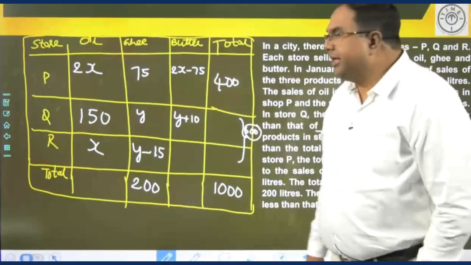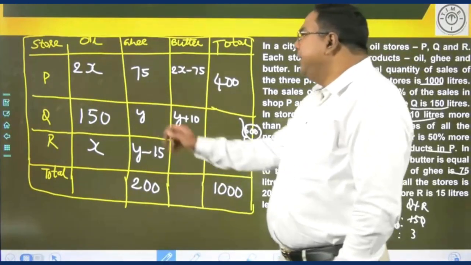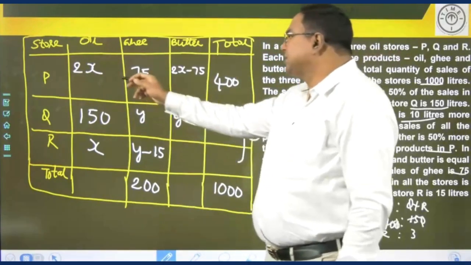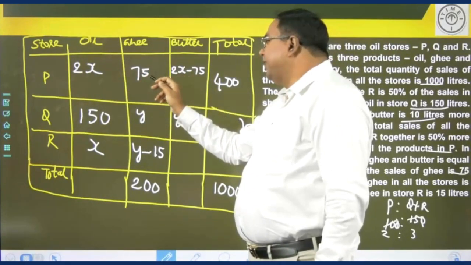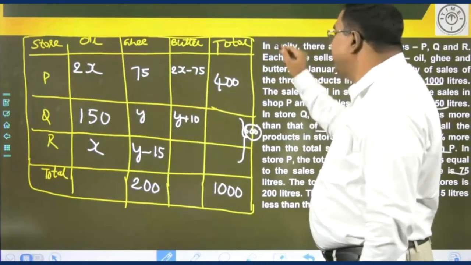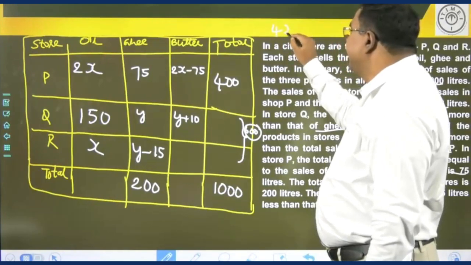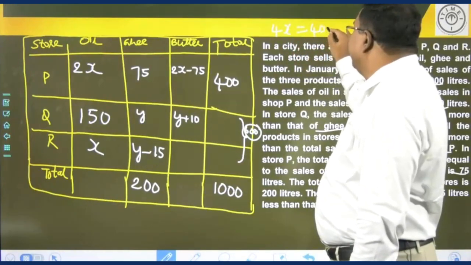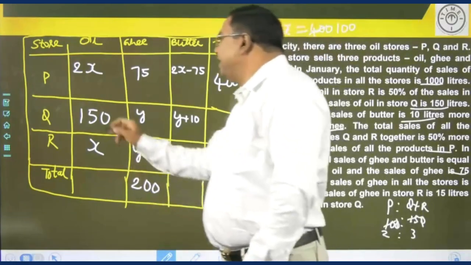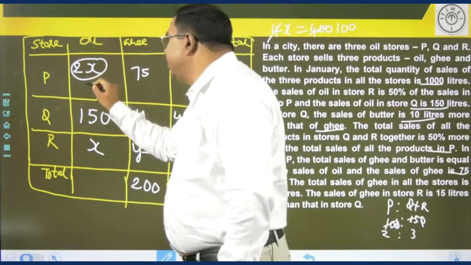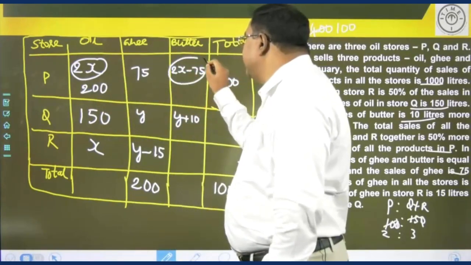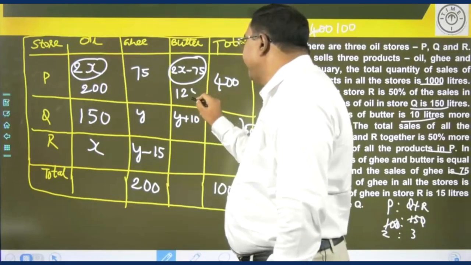Now, if you see here, look at row P. If we add these three, it must be equal to 400. 2x plus 75 plus 2x minus 75. 75 minus 75 cancel. 2x plus 2x, 4x is equal to 400. That implies my x value must be equal to 100. So, x value 100 means 2x will become 2 into 100, 200. This is 2x is 200 minus 75, 125.